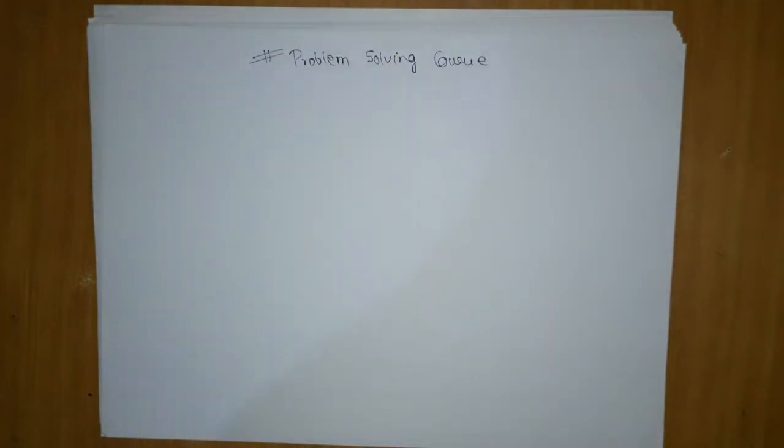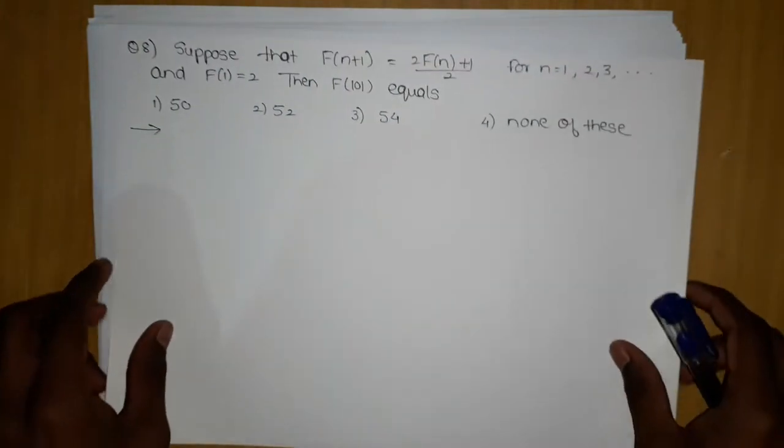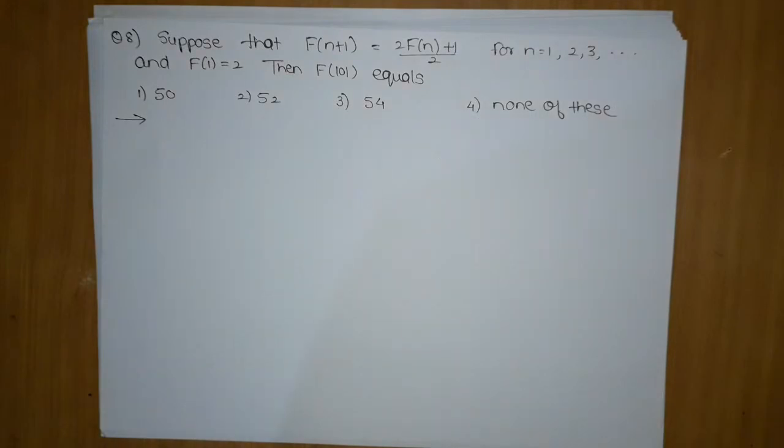Okay, now let's move on to question number 8. Suppose that f(n+1) = 2f(n) + 1 for n = 1, 2, 3, and f(1) = 2. Then f(101) equals what? So you have to find the value of f(101). How will you find the value?